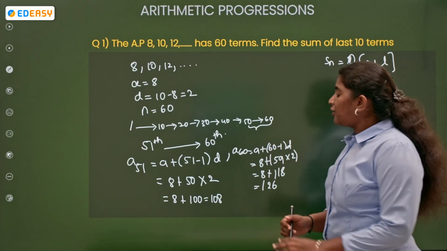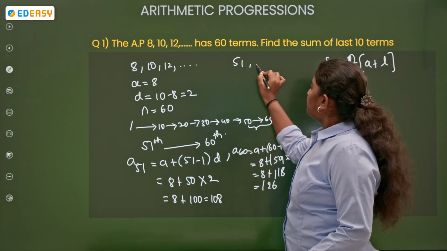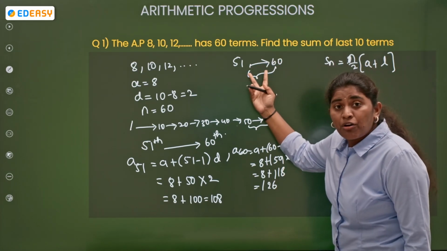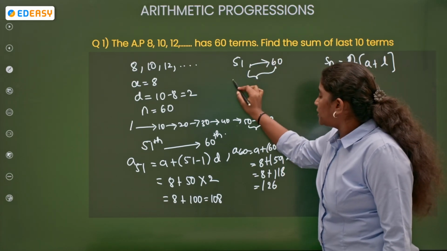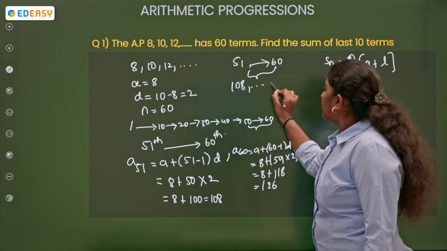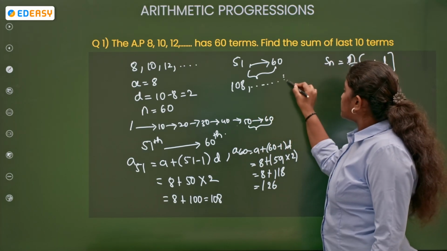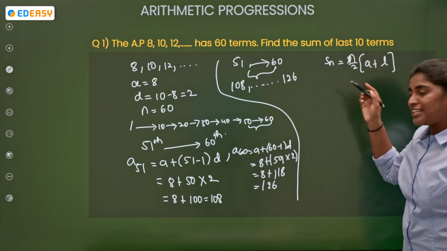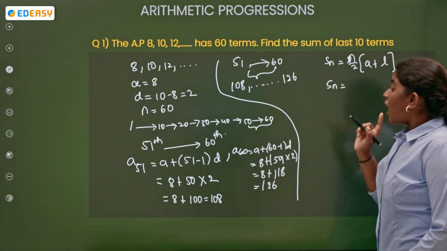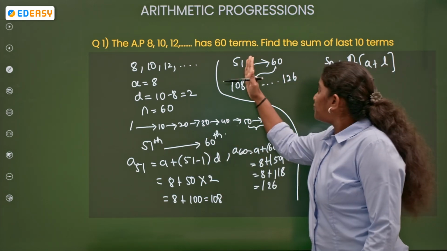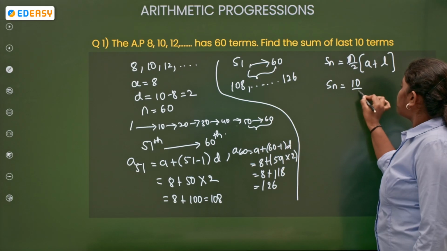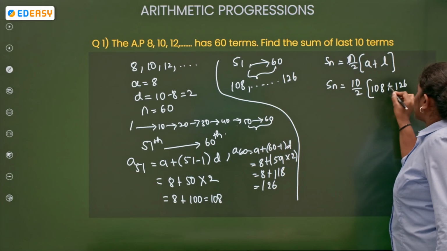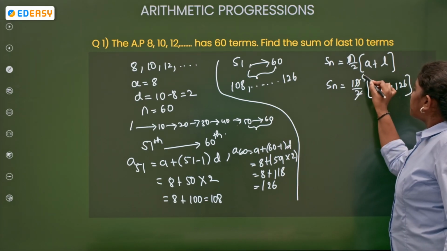Okay. So now I need to find the sum of these terms from 51 to 60. This will form an AP, right? We need to find the sum of this AP where I know my 51st term as 108 and the 60th term as 126. So now, can we find the sum? It is very easy. Sn equals, how many numbers do we have here from 51 to 60? That is 10. 10 by 2 into (108 plus 126). Right? Now 2 will cancel 10 five times.